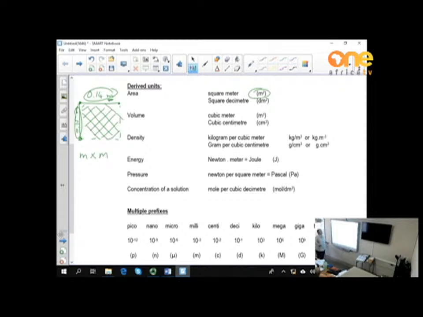No? So we have a derived unit. It can be square meters, square decimeters, square centimeters, square millimeters. All right, those would be derived units.